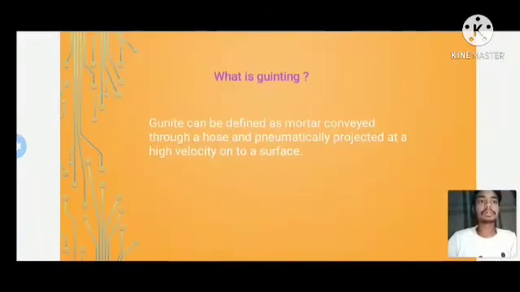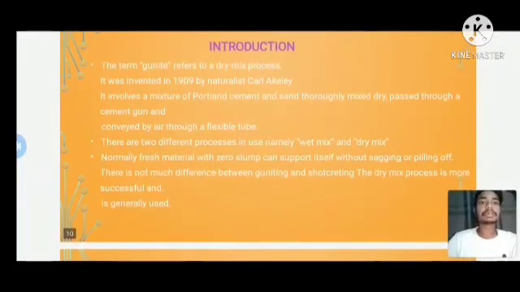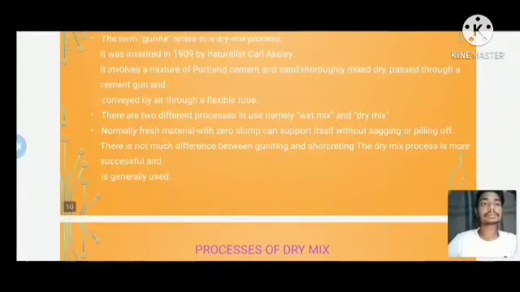What is guniting? Gunite can be defined as mortar conveyed through a hose and pneumatically projected at a high velocity onto a surface. Introduction. The term gunite refers to a dry mix process invented in 1909 by naturalist Carl Akeley. It involves a mixture of Portland cement and sand thoroughly mixed dry, passed through a cement gun and conveyed by air through a flexible tube.